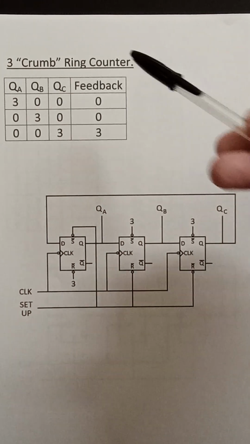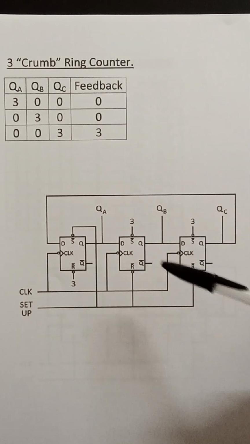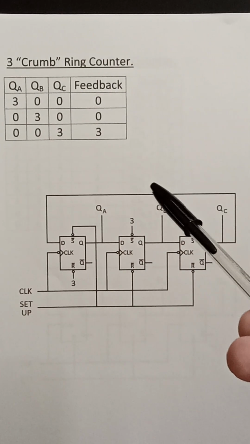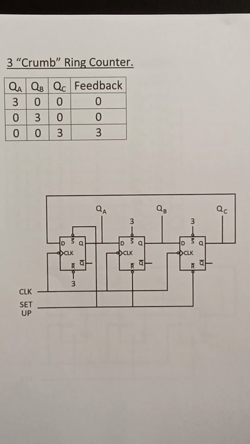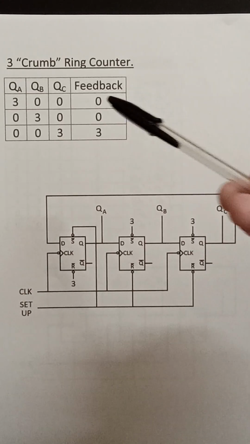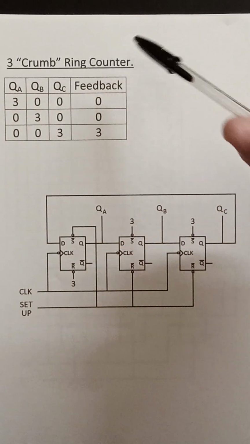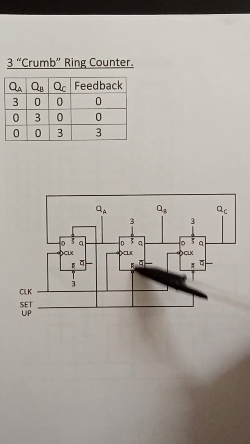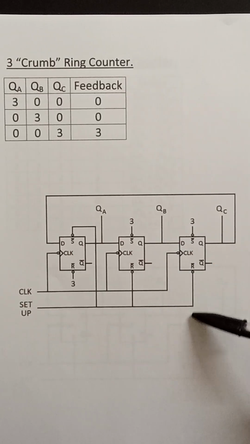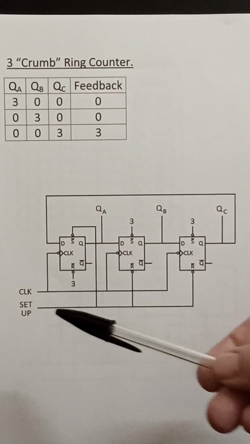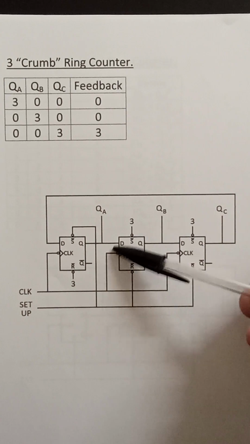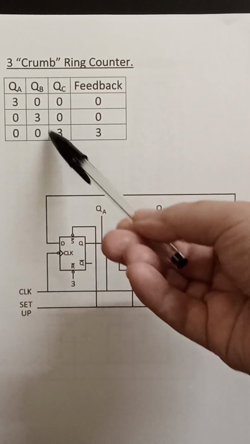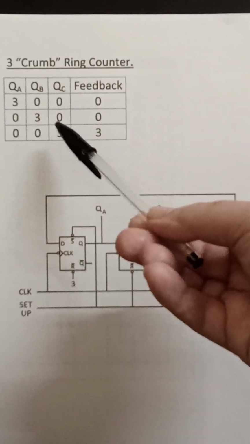Right, this is a 3-column ring counter. Circuit diagram here, table there, truth table there. All I could find out about a quaternary digit is it's sometimes called a crumb. So hence the name 3-column ring counter. Here we have the setup, which sets QA to a 3 and resets QB and QC to 0, which is this state here. Then you apply the clock, which is wired synchronously, they're all wired together, and it cycles 3 cycles round from QA to QB to QC.